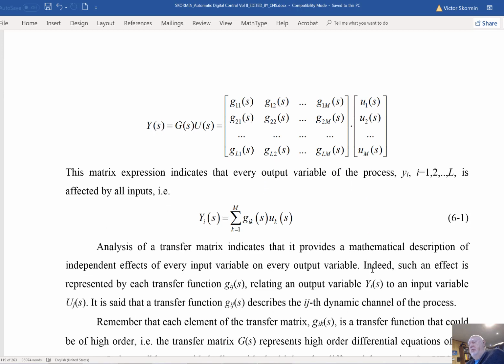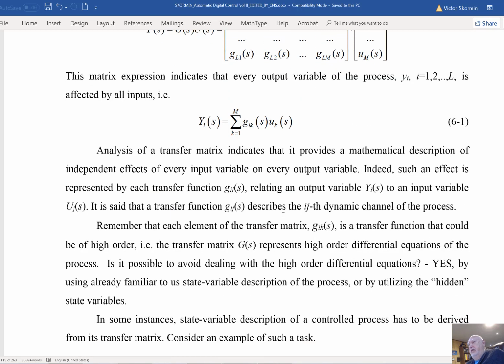Yeah, you know how to perform matrix multiplication, and therefore, if you're looking at a particular output number I, then you should compute it as the sum of the effects of input 1, input 2, input 3, and finally input number M on this output number I.